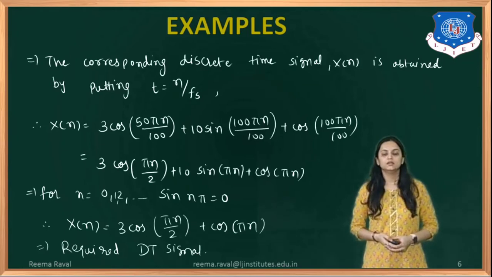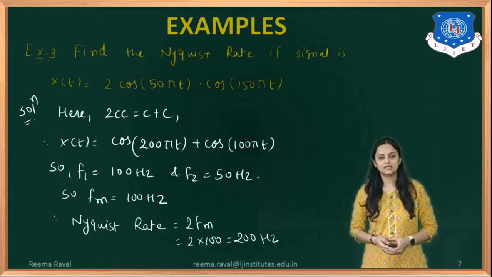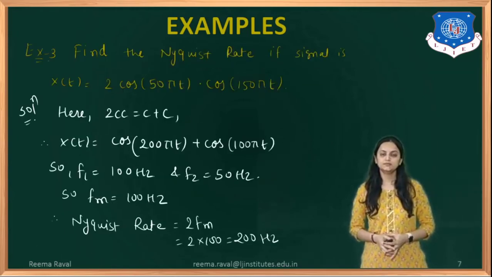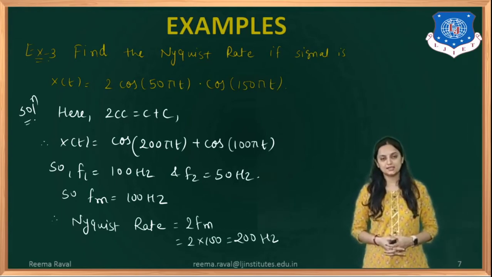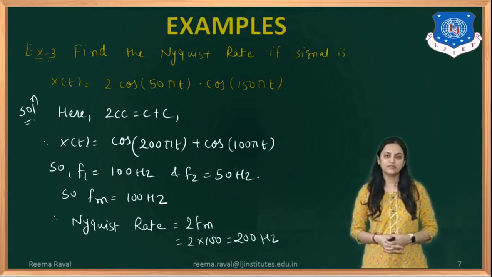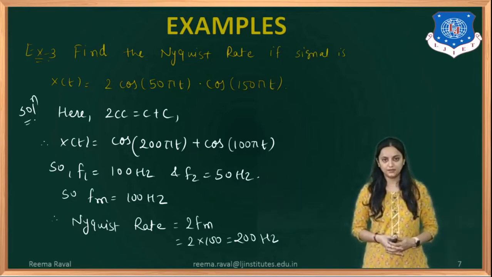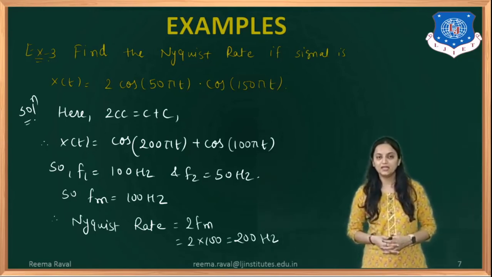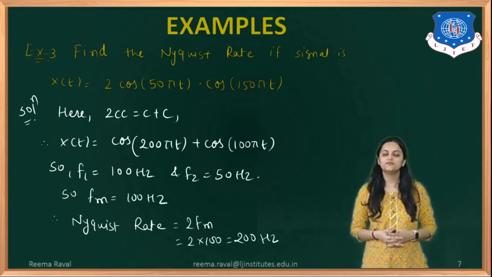Alright, now let us move to the next example. Here in this example, the data given is like this. Find the Nyquist rate if the signal is x of t equals twice of cos 50 pi t plus cos 150 pi t.